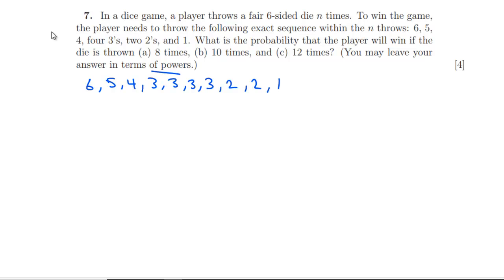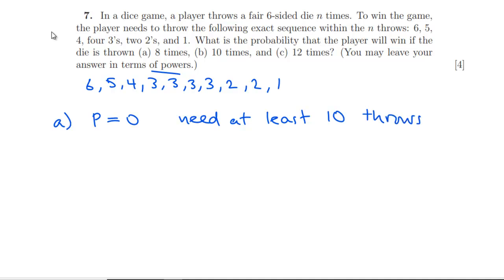Well, if he rolls the dice 8 times, you ain't going to get very far because there's 10 numbers. So probability equals 0. Need at least 10 rolls. You might as well mention that, at least 10 throws. So that's fine. B, so 10 times means he needs to get it exactly every time. So that's going to be 1 over 6 to the power of 10.